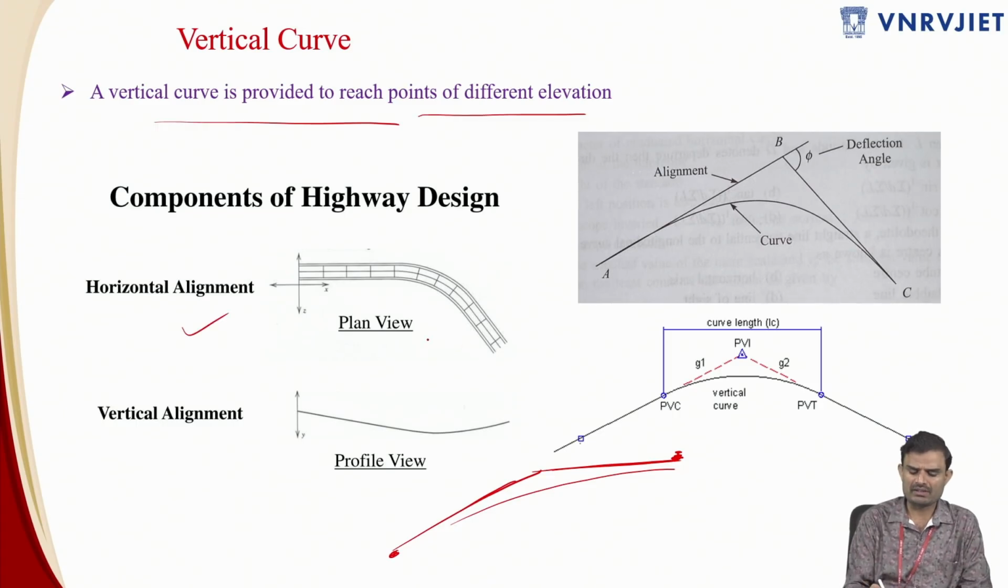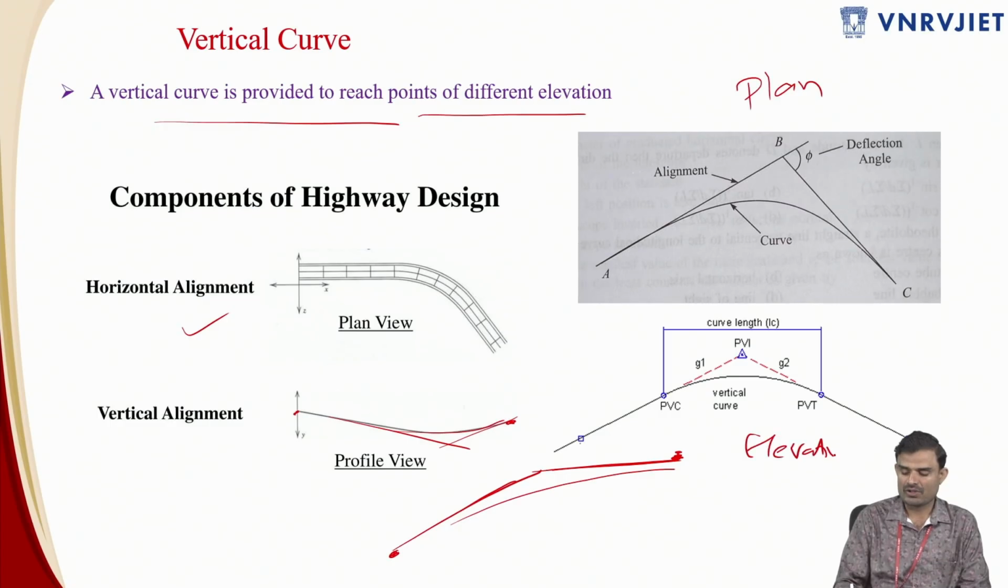This is the horizontal alignment, which you can see in the plan view, and this is the vertical alignment. This is the point of your RL and you want to reach a different RL, so you provide two tangents, and that results in the formation of a vertical curve. This is the straight portion, this is the point of vertical curvature, this is the point of vertical tangency, and this is the vertical point of intersection. This is the horizontal curve, again in plan, and this is the elevation. Here you have the deviation angle or deflection angle, and here also you have a deviation angle or deflection angle. The only thing is, this you see in elevation, and this you see in the plan.